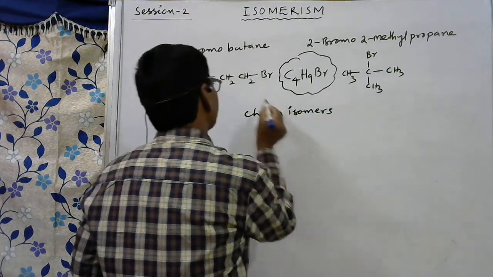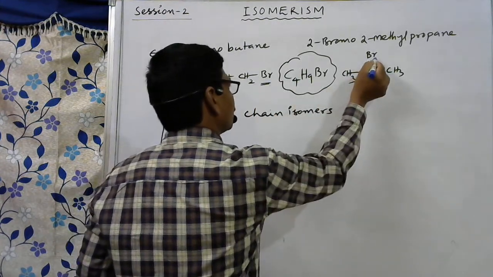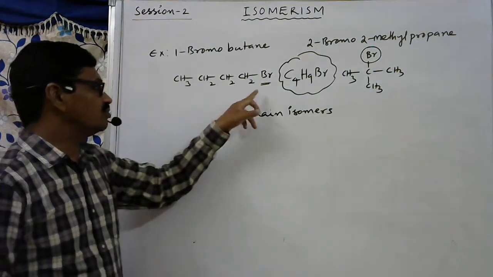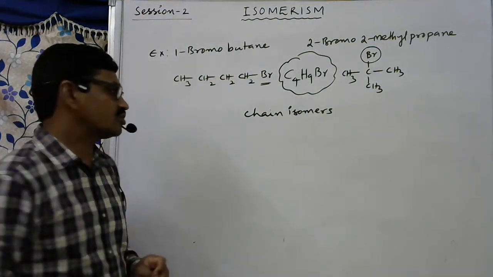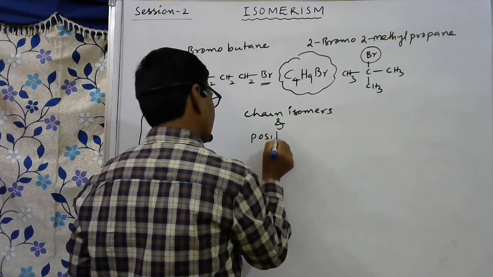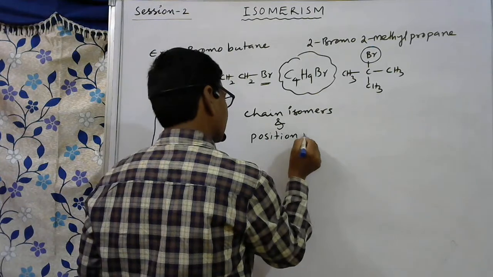Similarly, you can observe here bromine is there, here also bromine is there. This bromine is present on second position, but the same bromine here is present on first position. So they are also called position isomerism or position isomers.